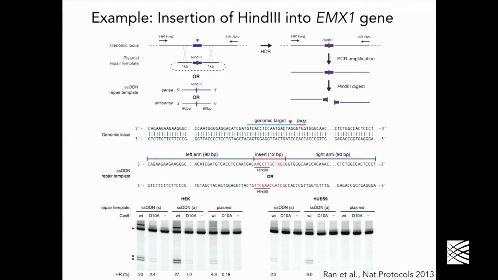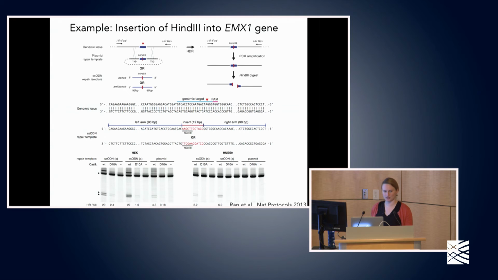So the results show that in HEK293 cells, which are very well transfected cells, you can have up to 27% HR, which is actually pretty good. This is using the wild type Cas9. D10A means that we're using the nickases. So overall, nickase activity very much reduces HDR efficiency, and so you have a bit of a trade-off between cutting efficiency and targeted activity. In Hues9 cells, which are human ES cells, we were able to also get HR, but at a lower rate.